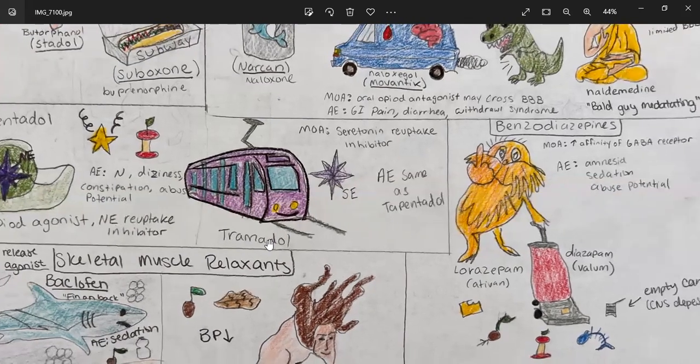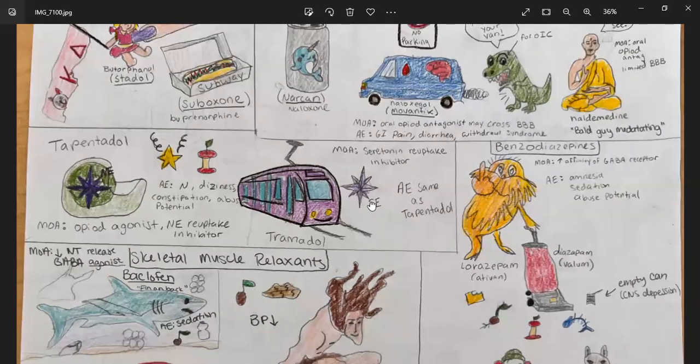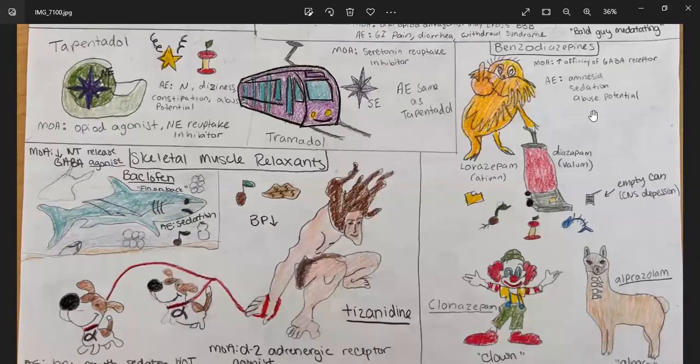We also have tramadol, so this is a tram, like a city tram, and its mechanism of action is that it is a serotonin reuptake inhibitor, so serotonin, SE. So we have, again, another compass, and it has SE. Also, serotonin makes you happy. The bus has a little smiley face on it. And the adverse effects are the same. So again, nausea, dizziness, constipation, and abuse potential. Moving on to our benzodiazepines over here.